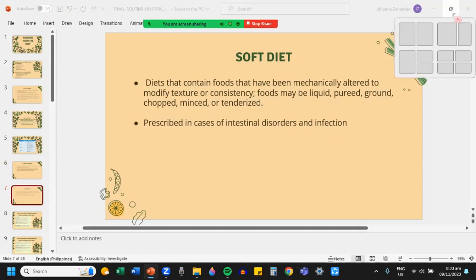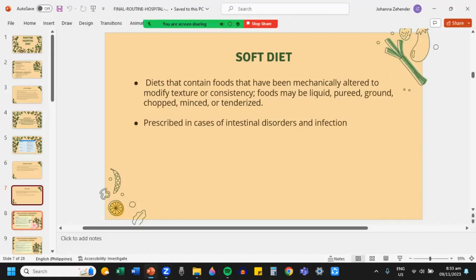Okay, next we proceed to the soft diet. These are diets that contain foods that have been mechanically altered to modify texture or consistency. The foods may be liquid, pureed, ground, chopped, mixed, or tenderized. Okay, basta yung madali ma-chew ng patient or madali lang i-swallow for the patient. Now, these are prescribed in cases of intestinal disorders and infection. Okay, so that's for your soft diet.